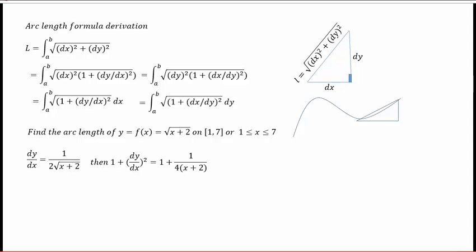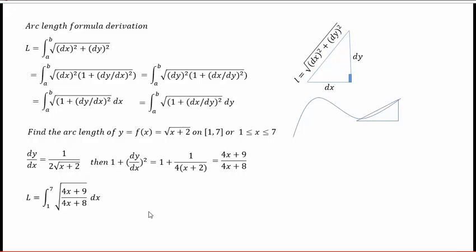And now I need to find the inside one, so we'll be taking it with respect to x. The inside one is 1 plus (dy/dx) squared. So you have dy/dx is 1 over 2 times the square root of x plus 2. If you square it, you get 1 over 4 times (x plus 2). And then further simplifying, you get (4x plus 9) over (4x plus 8). And then the integral limits will be 1 through 7, and you have this one inside, dx. That's it. So we just formulated this one.